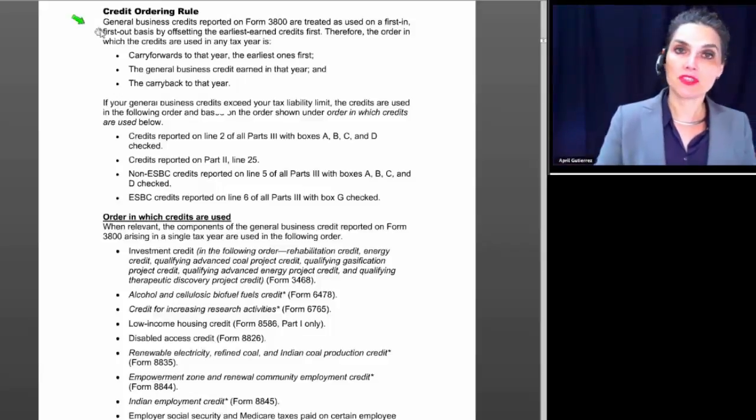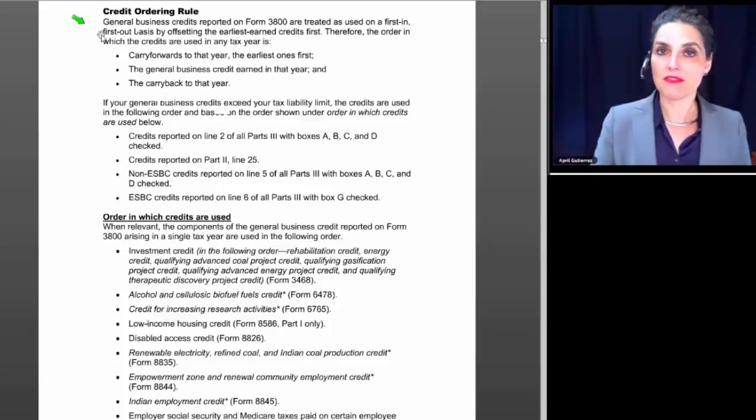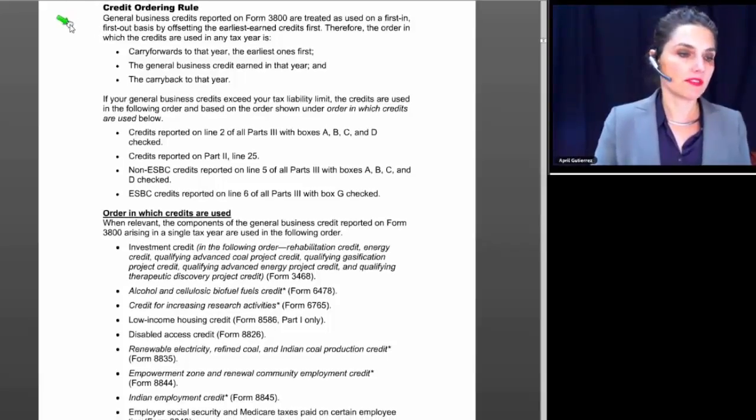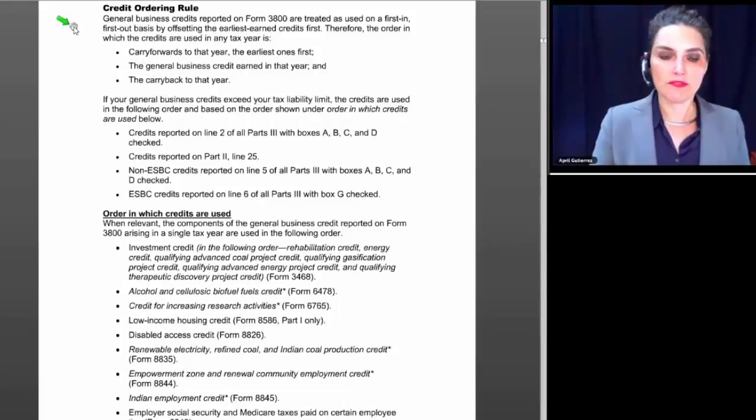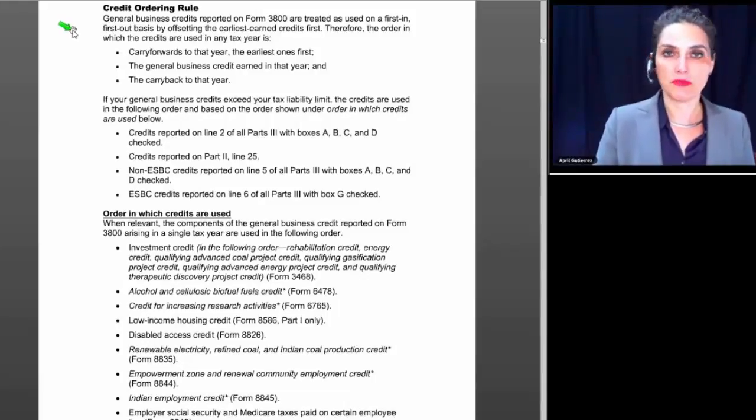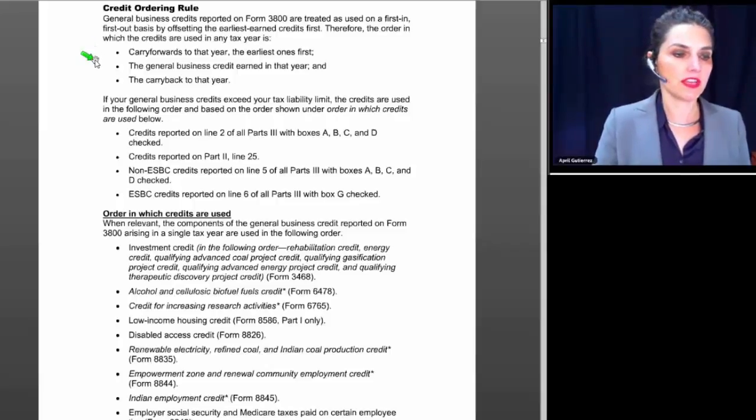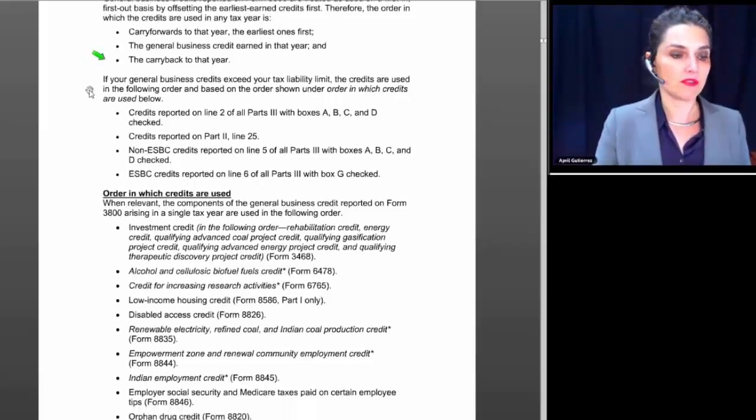When it comes to the general business credit, there are also some ordering rules, and they are as follows. General business credits reported on Form 3800 are treated as used on a first-in, first-out basis by offsetting the earliest earned credits first. Therefore, the order in which credits are used in any tax year is: carryforwards to that year, with the earliest ones used first, the general business credit that is actually earned in that year, and then the carryback to that year.